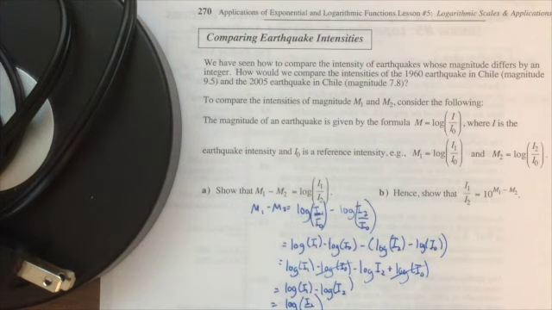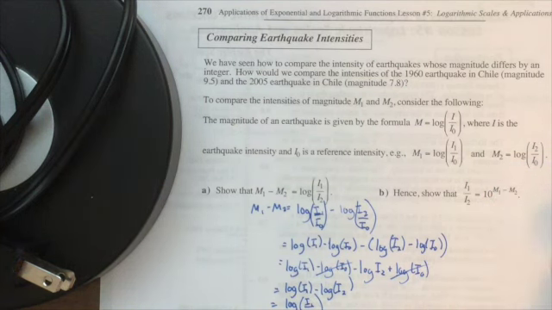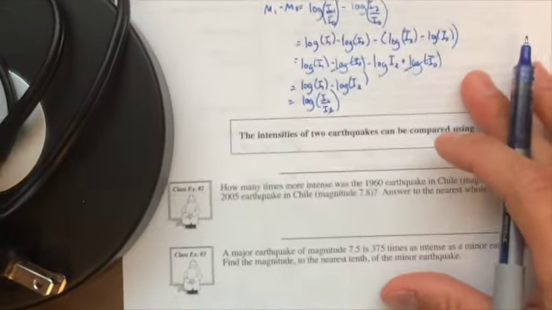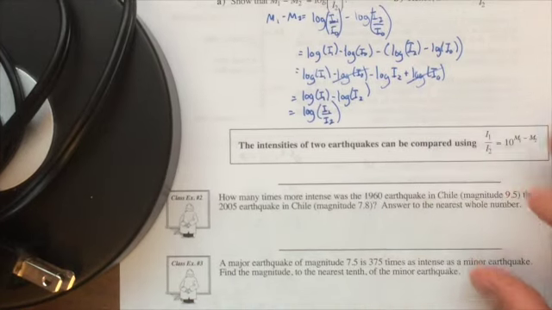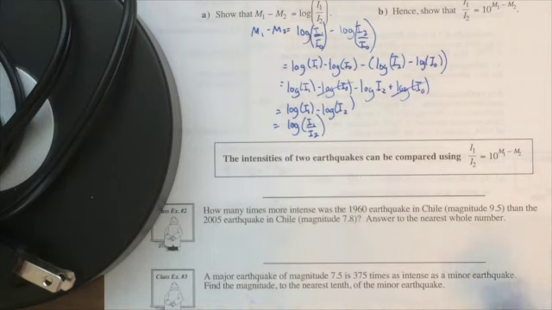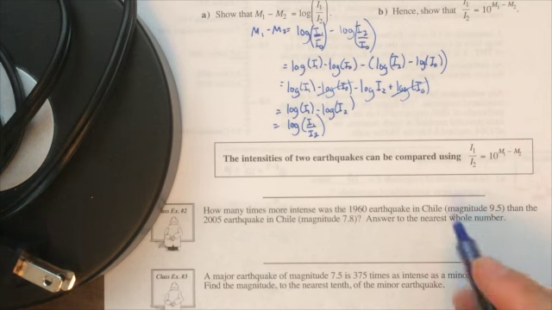Okay, so with these earthquake intensities, we could do the exact same thing with this next section, but I'm just going to skip this for now. But with the next question, what we're going to look at is measuring these differences. So in this first example, how many times more intense was the 1960 earthquake in Chile than the 2005 earthquake in Chile? Magnitude 7.8 for the 2005 Chilean one, and 9.5 for the 1960 Chilean earthquake.